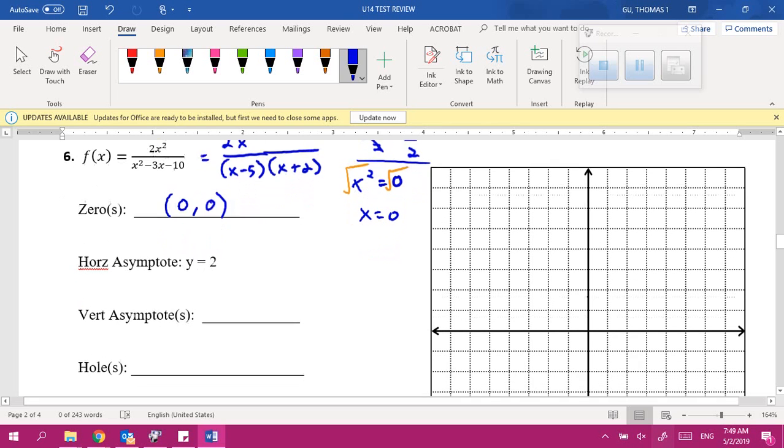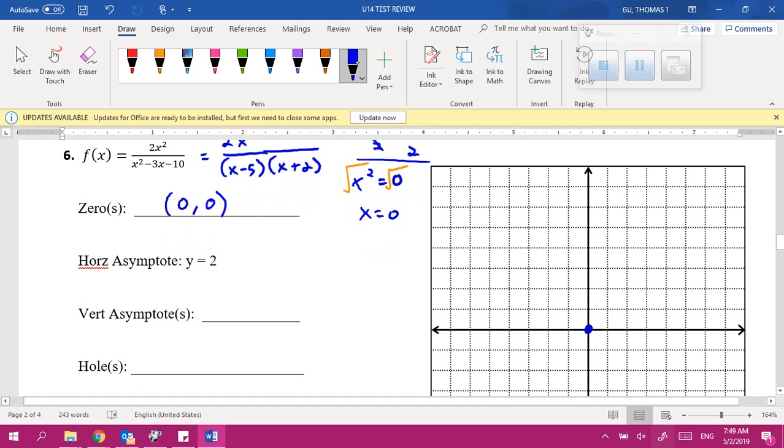So I'm going to graph that point, 0, 0, right there. And then the horizontal asymptote is y equals 2, so I'll graph that.